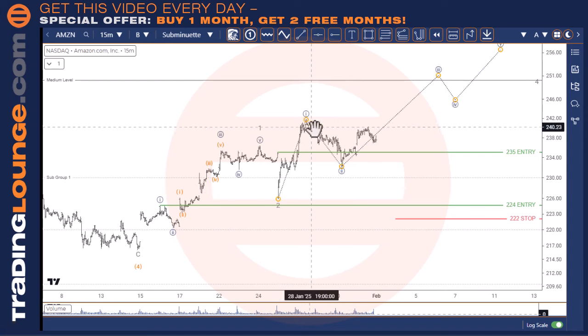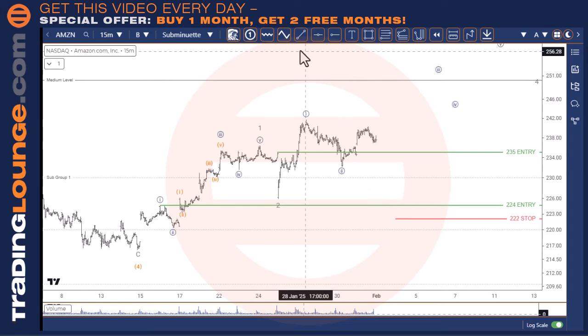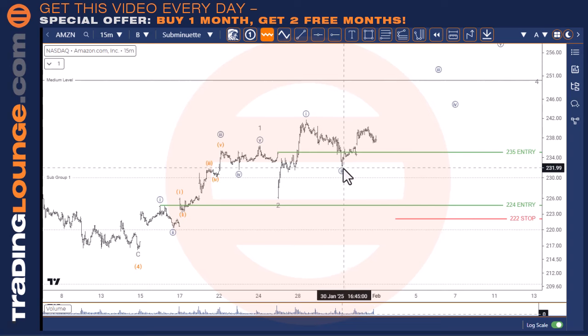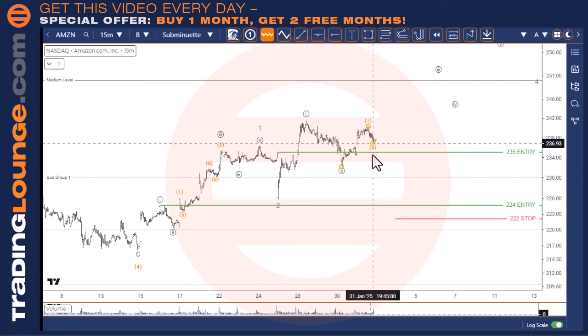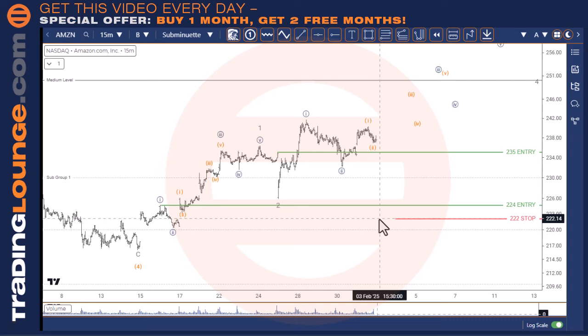So this move here is looking quite corrective as an ABC, so that's okay. So we could look at the next move up here as 1 and 2 and 3, 4, 5. You know the drill. So I'm not going to add any. We've got 2 positions in here.